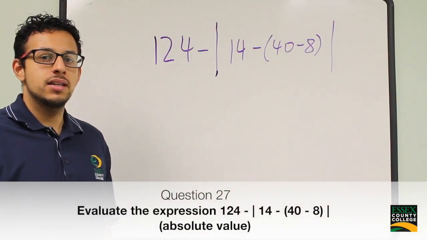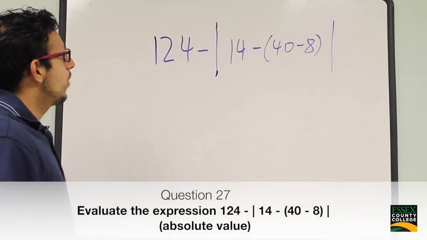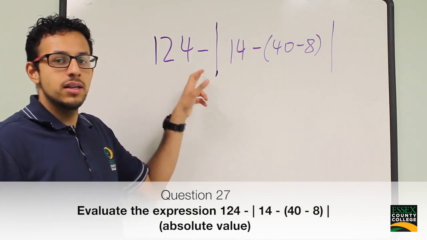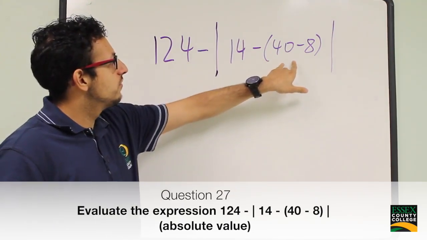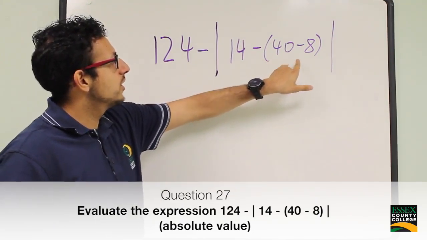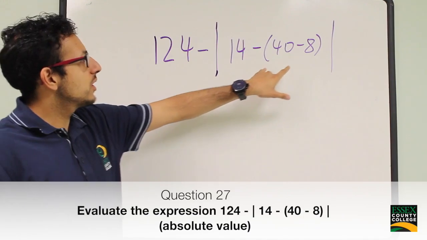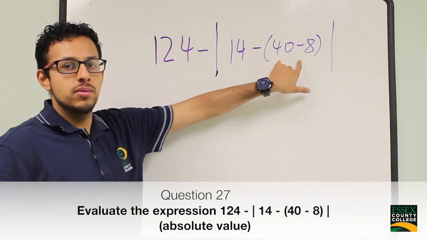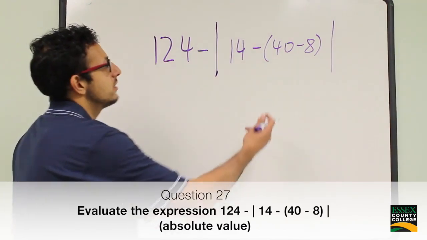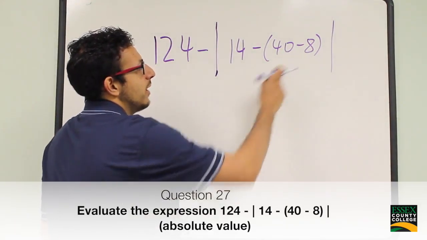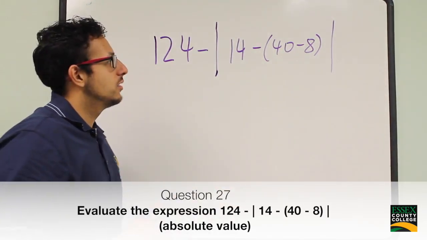The problem states, evaluate the expression 124 minus the absolute value of 14 minus 40 minus 8. First we're going to do what's inside the absolute value signs, and first we're going to do what's in parentheses, because again, we think of PEMDAS, we have to do parentheses first. We do this first: 40 minus 8 is 32.